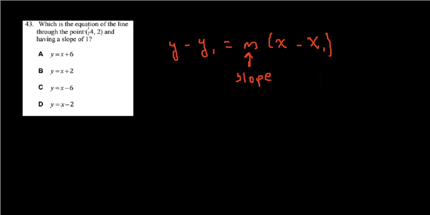Alright, and so now we just have to plug in these values. We have the slope and each point. So we can say y minus, and so now we know that it is equal to 2 is equal to 1 times x minus -4.